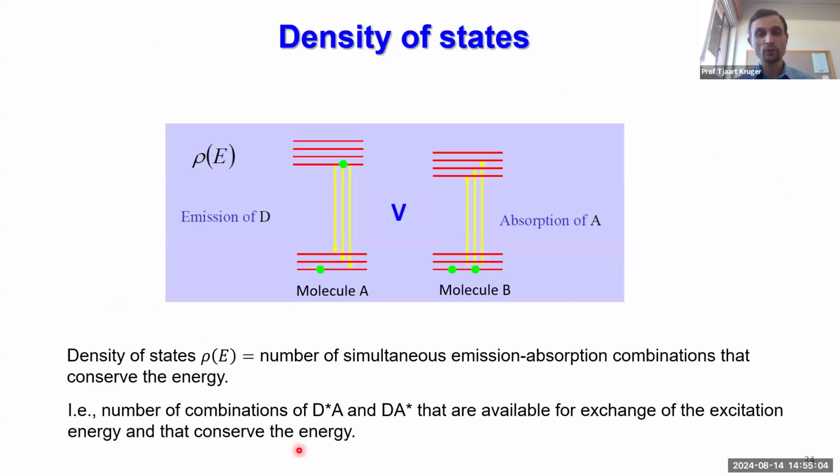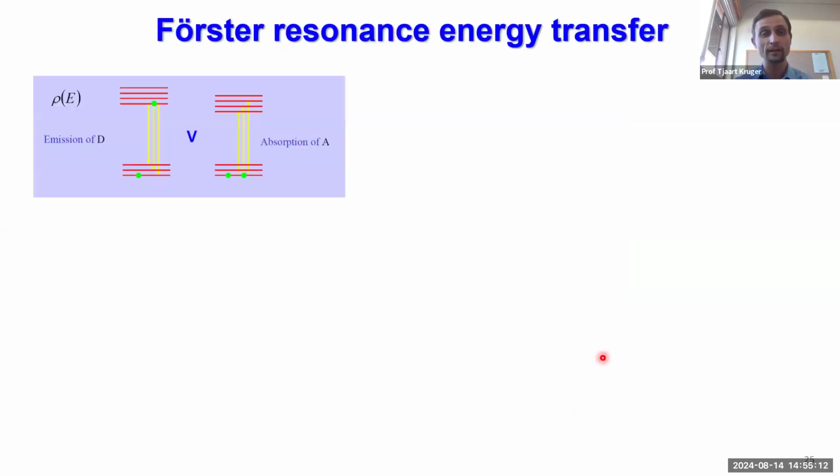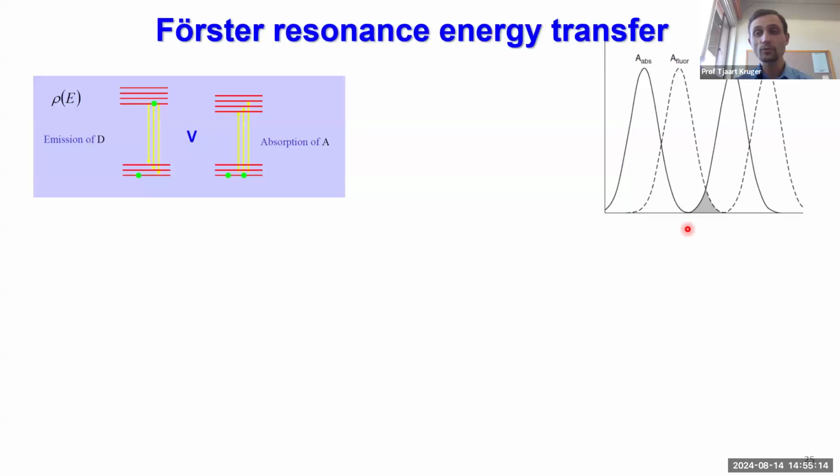So this is what I've shown you before. We are considering the number of simultaneous emission-absorption combinations. In other words, what we are considering here is the overlap between the fluorescence spectrum of molecule A and the absorption spectrum of molecule B. So we are considering the overlap here, which is shown there.